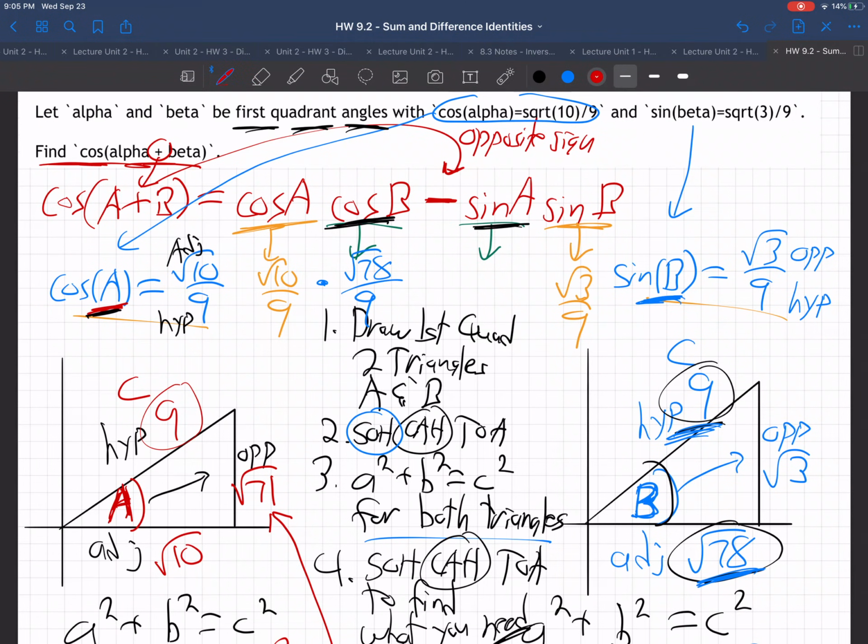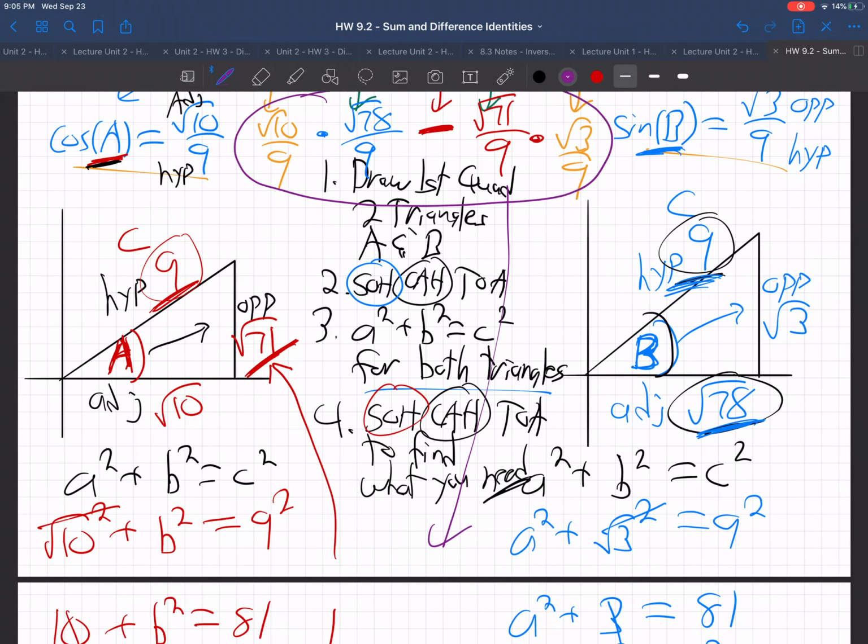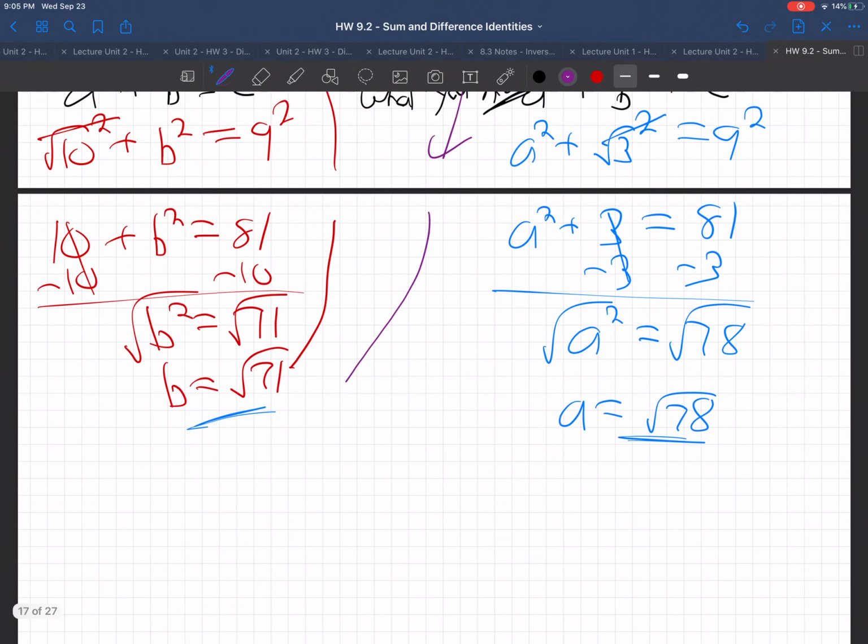And then for the A triangle, the sine of A, sine is opposite over hypotenuse, opposite over hypotenuse from the A triangle. So that's root 71 over 9, and bring down the minus sign in the middle there. There we go. Now we got all the 4 parts we need. Now we can finish this problem. We just need to grab this messy thing and bring it on down. So way down here, bring it down here.